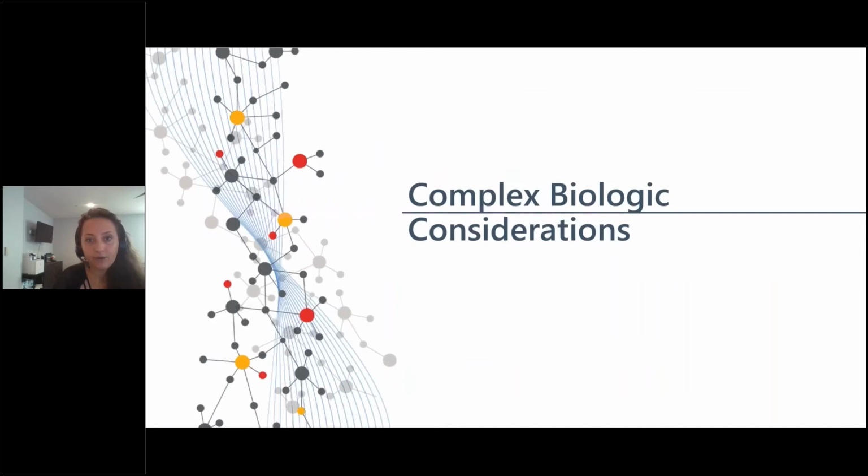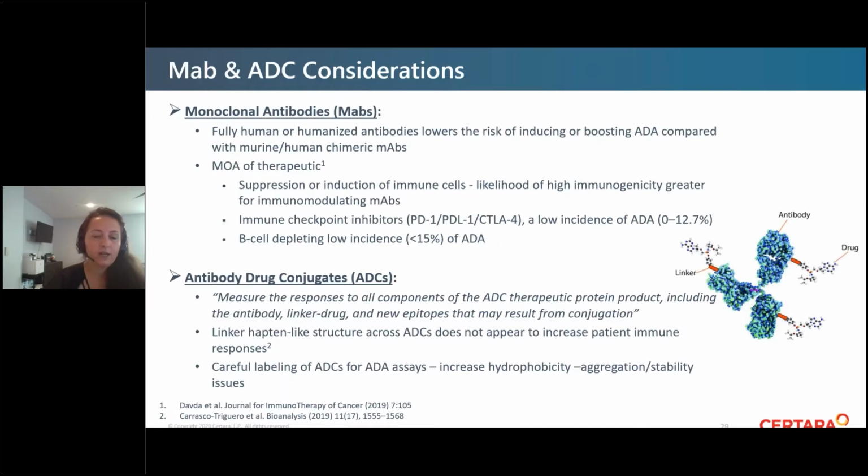So it looks like we have time for the complex biologic considerations. I find this, for me, the most interesting part of the talk. So, all the different biologics out there have different considerations for immunogenicity. Monoclonal antibodies are the most common biologic that's out there.